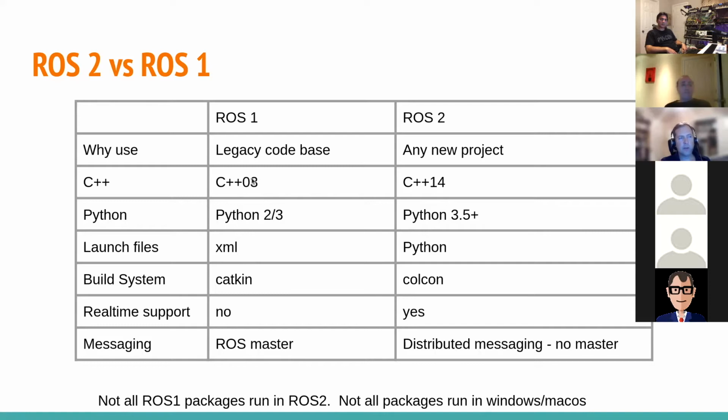Different version of C++. Python 2 originally, but everything's Python 3 these days. The launch files used to be in XML. Now they're in Python. The old build system used to be Catkin. Now it's Colcon. There's real-time support in ROS 2. For the messaging, ROS 1 had a master that controlled all the messaging and the discovery, whereas there's a distributed messaging system in ROS 2.